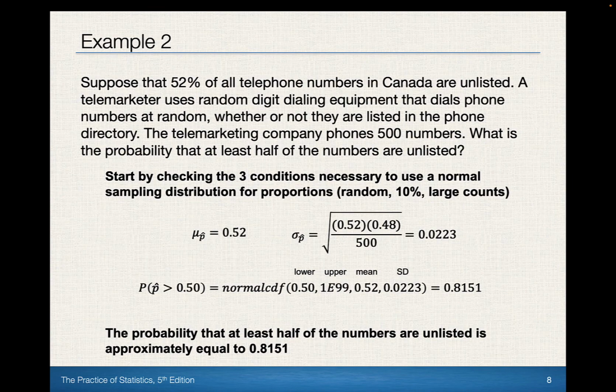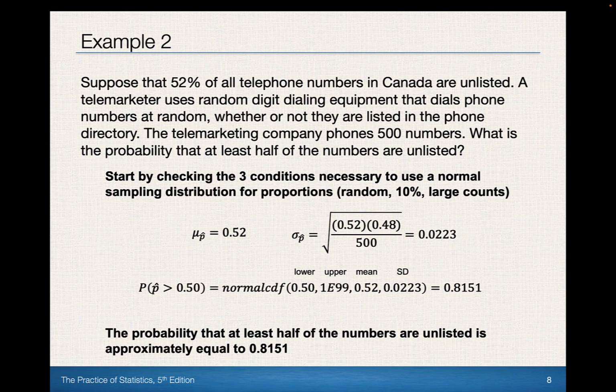As a second example, let's take something a little more cryptic. We're talking about numbers that are unlisted in Canada. They're saying 52% of all numbers are unlisted, yet from a sampling of 500 numbers, what is the probability that at least half of the numbers are unlisted? So from this, again, and you see that I've put it in bold this time because I'm really trying to hammer home the importance of justifying the use of these calculation techniques.